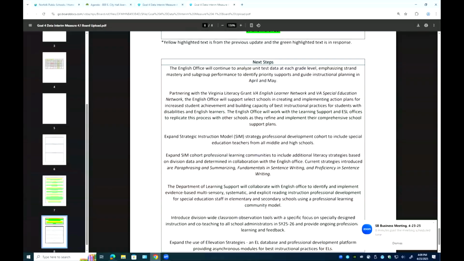And some next steps for the English office, specifically with reading. They'll continue to analyze unit test data at each grade level, emphasizing strand mastery and subgroup performance to identify priority supports and guide instructional planning in April and May.